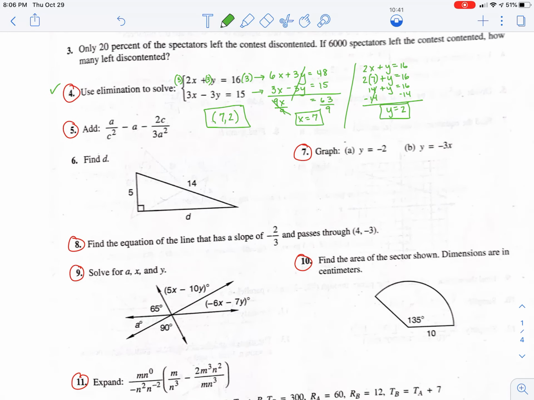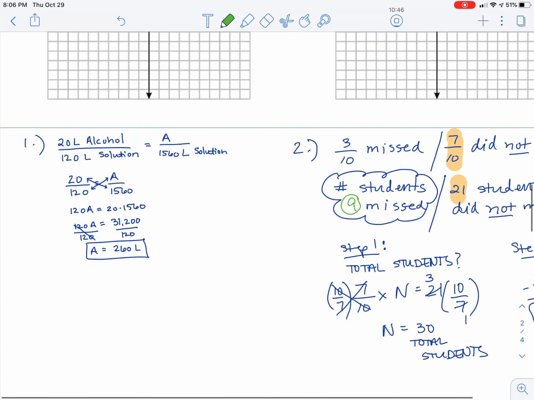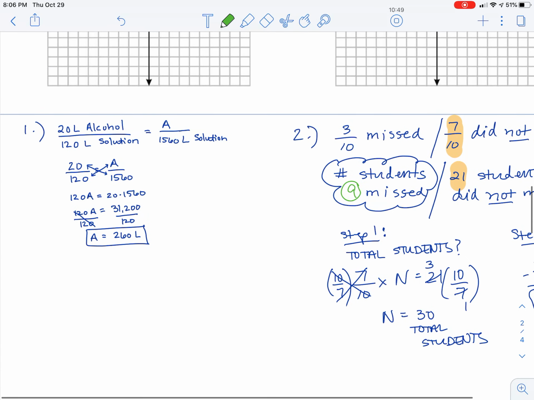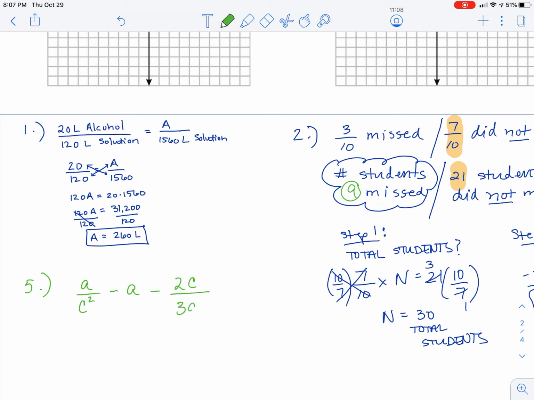All right, number 5, we are going to add together those 3 terms. So I'm going to rewrite them down here on the bottom. Number 5 is a over c squared minus a minus 2c over 3a squared.